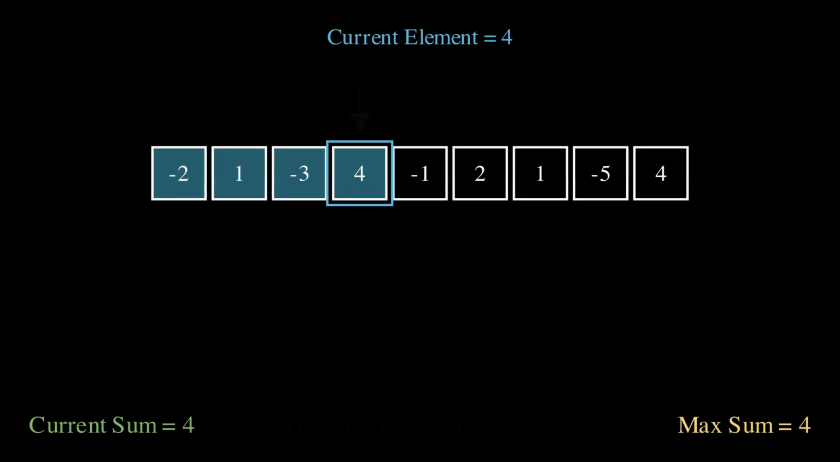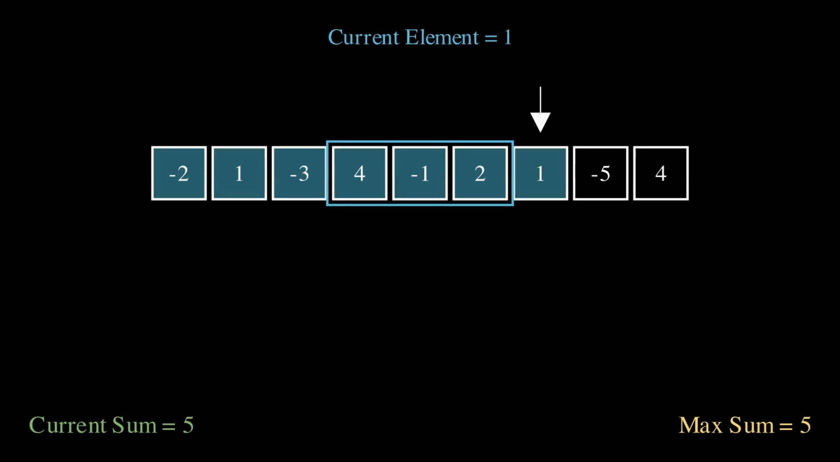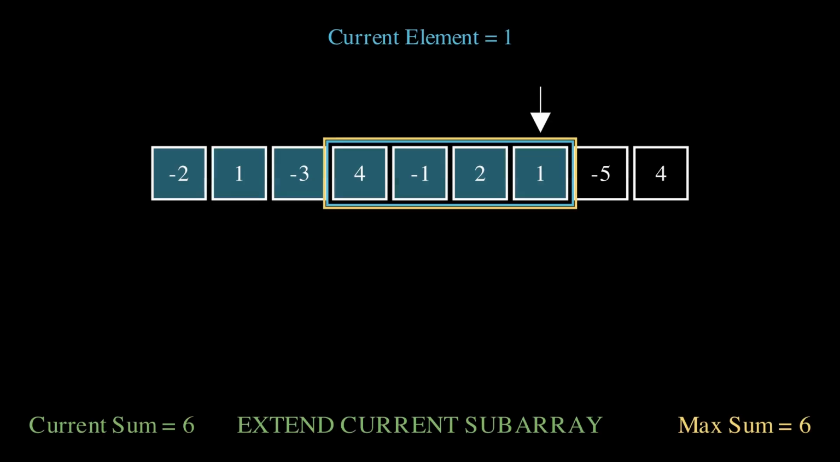Next is -1. Current sum becomes 3, still positive. So we keep extending the current subarray. Then comes +2. Current sum becomes 5. That's a new maximum. Maximum sum is now 5. Next comes +1. Current sum becomes 6. And once again, we update maximum sum. The best subarray so far is growing.